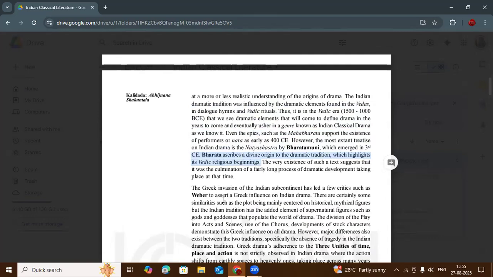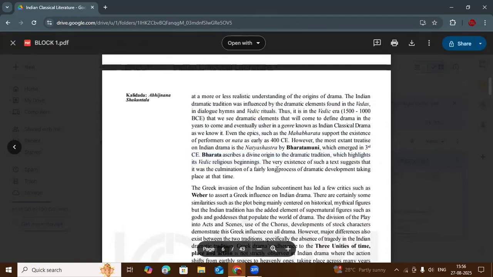The very existence of such a text. Yeah, we are talking about the Natya Shastra here, by Bharata Muni. He is again a saint. He may have composed it, or he may have gathered it together. But let's study as if he was the one who has written the Natya Shastra. Let's study just like that.